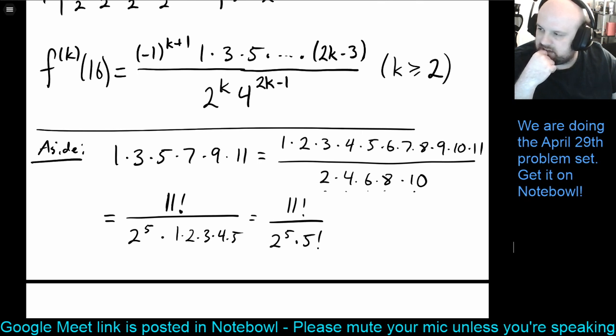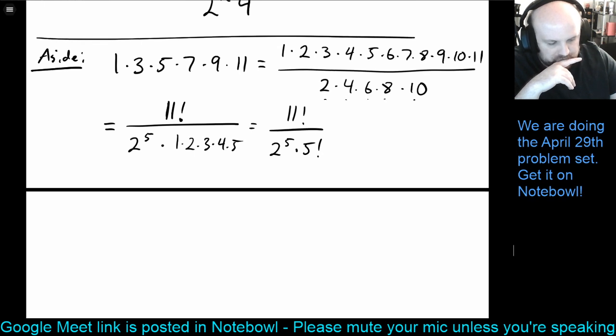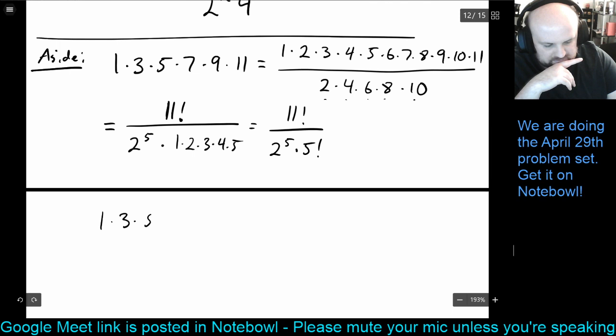So there's an actual pattern here in general. Let's see, if we did 1 times 3 times 5 times 9 times 11 times 13, we'd end up with 13 factorial over 2 to the 6 times 6 factorial.